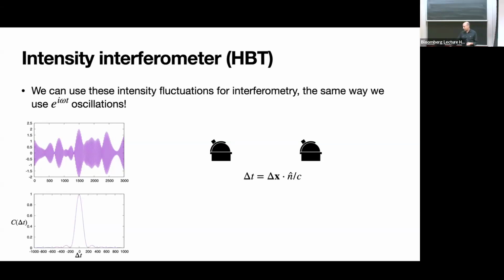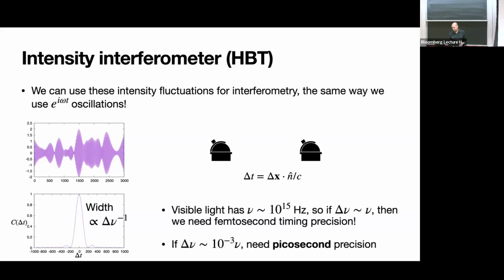And the width of that peak in the correlation is set by the coherence time of these envelope fluctuations, which, as we saw before, is set by the bandwidth. To give you a sense of the numbers, visible light has frequencies on the order of 10^15 hertz. If the bandwidth is also of that order, then the width of this peak becomes femtoseconds. Therefore, to notice that photons are coming to us correlated in time, we would have to be able to measure their arrival times with a precision on the order of femtoseconds.